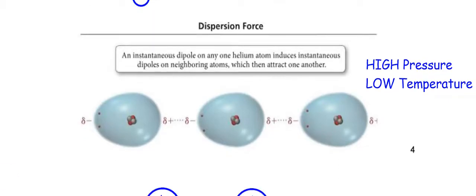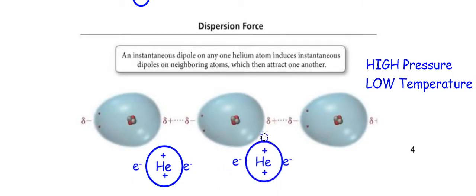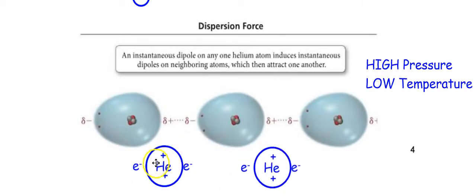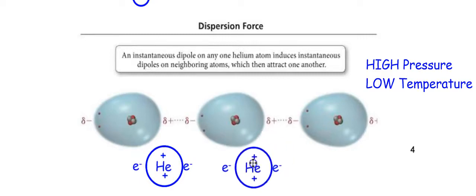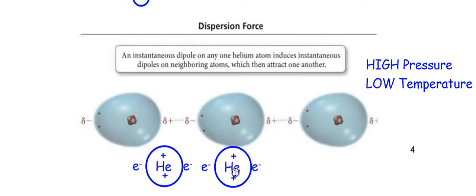Let me scroll. Look at this here. So here's my helium, and here's another helium. What happens if I get them really close to each other? Remember I told you about that sweet spot? Well, we're going to get a sweet spot going here. Let's say we get them this far apart. What's going to happen right here? There is going to be a repulsion between these electrons.